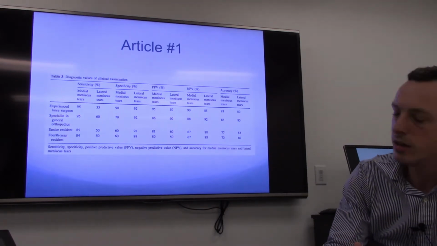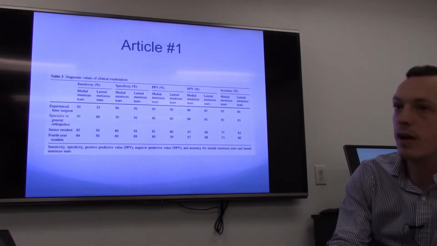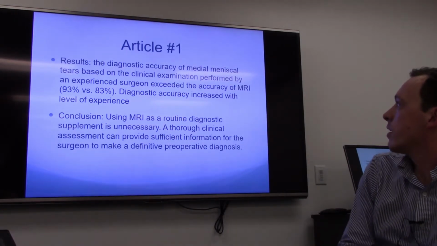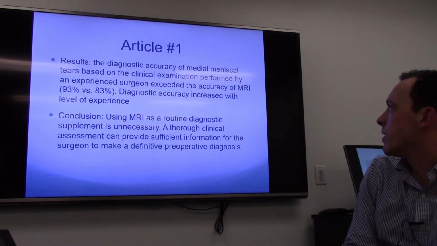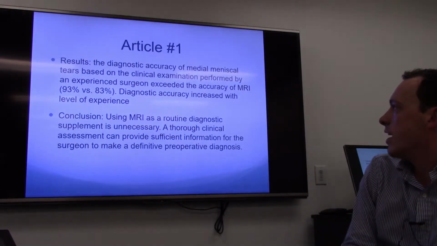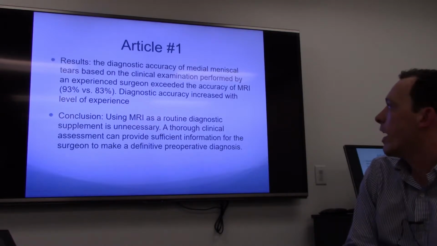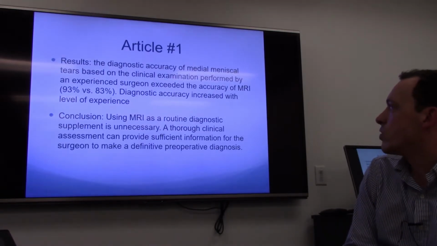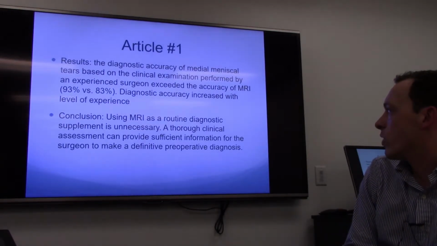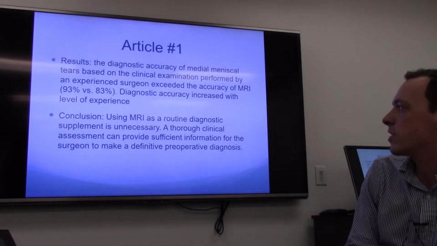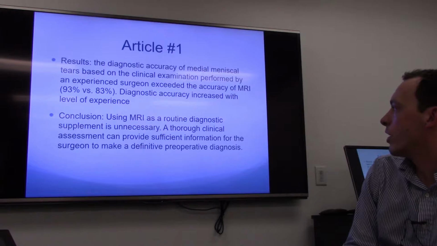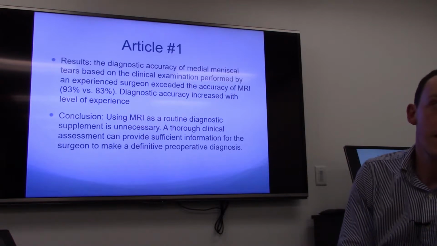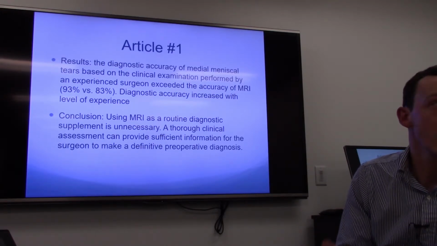Those trends follow in the other columns as well. So they're showing a clear experience effect in detecting meniscus tears, and that was their main result. The diagnostic accuracy of medial meniscal tears based on clinical examination performed by an experienced surgeon exceeded the accuracy of an MRI. They got an MRI accuracy of 83% and the experienced surgeon was 93%, and that level increased with level of experience. So they concluded that using an MRI as a routine diagnostic supplement was unnecessary. A thorough clinical assessment can provide enough information for the surgeon to make a decision with regards to treatment. They said if the experienced surgeon says it's probably a meniscus tear, we don't have to do an MRI.